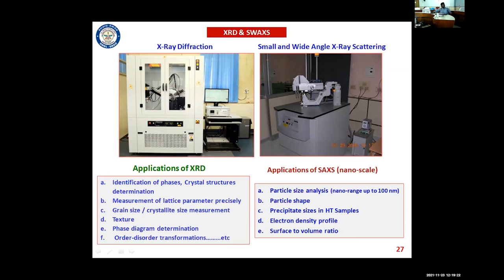So we can get some extra peaks in the X-ray diffraction, which are called the superlattice lines. And also we can determine the phase diagrams. So basically, XRD is an indirect technique which gives, at a particular temperature, the crystal structure and phase, and all we can identify from the XRD.